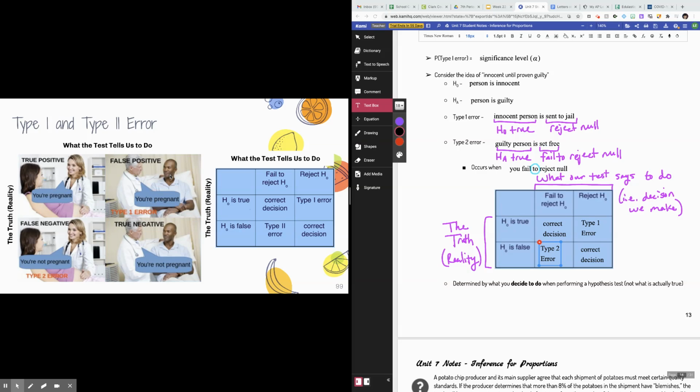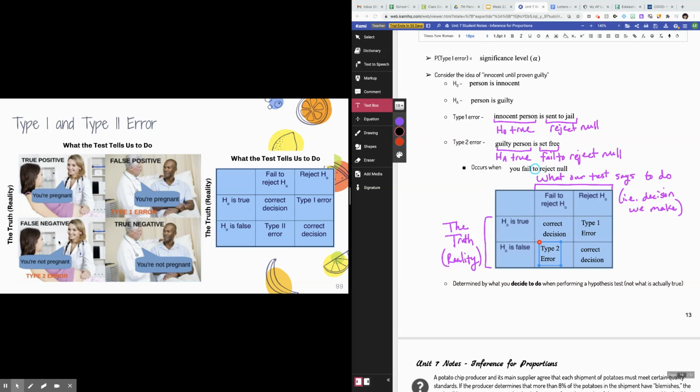The possible consequences here of perhaps this man believing that he is pregnant is that maybe he stops eating sushi and takes prenatal vitamins and does Kegel exercises. Not too bad. That wouldn't be the worst thing in the world. That wouldn't be the worst error to make.